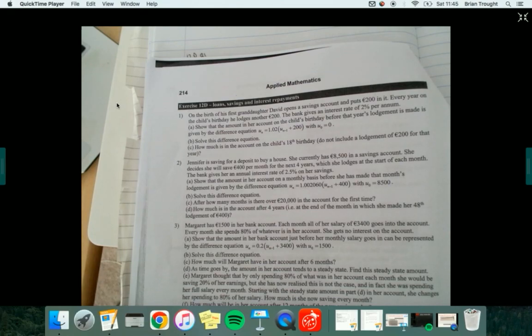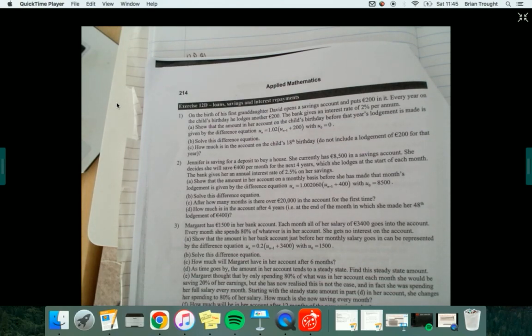This one's a tricky one because there are two separate dates here. There's the birthday of the granddaughter, and then there's a separate date where the bank adds on the interest. And the bank will add on the interest at the start of the year, but it's likely that the granddaughter has her birthday at a different date in the year. It's not specified, so I'm going to make that assumption.